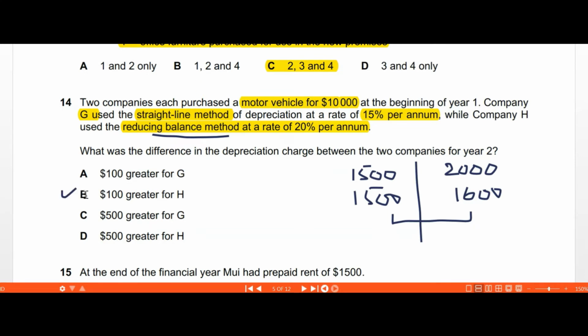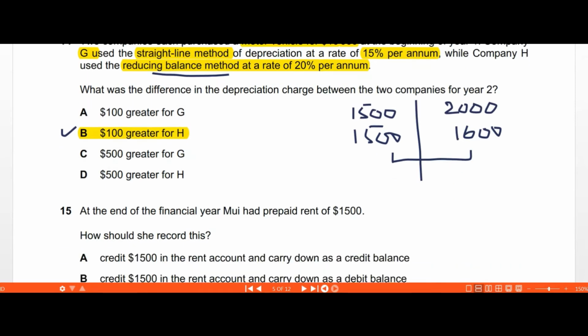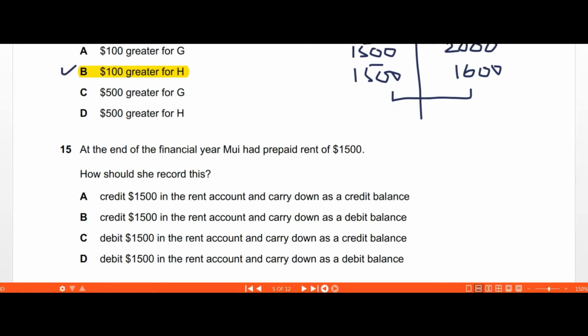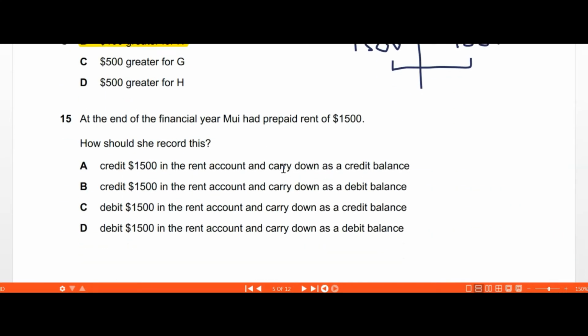So we choose option B. Question number 15. At the end of the financial year, Mui had prepaid rent of 1500. So this is a current asset. How should this be recorded? A, credit 1500 in the bank account and carry down as a credit balance.